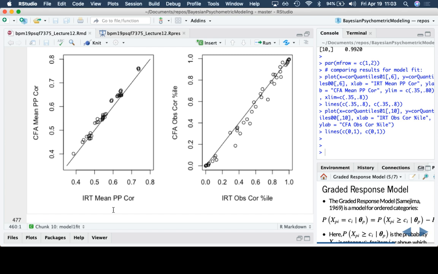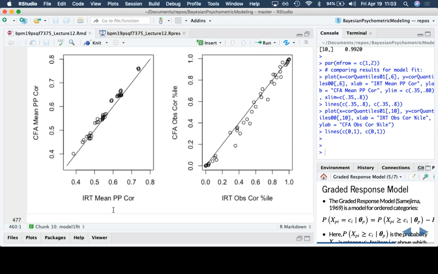This is the same IRT. This is the observed correlation percentile rank. Right? So this is where that observed correlation is, for all the correlations we had. This is the one for the CFA. This is the line where they're equal. This says the percentile rank for most of the correlations in IRT are lower.